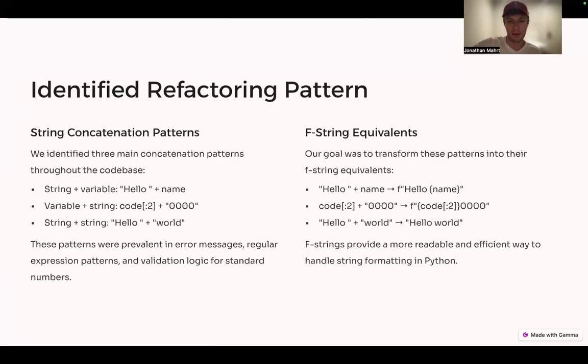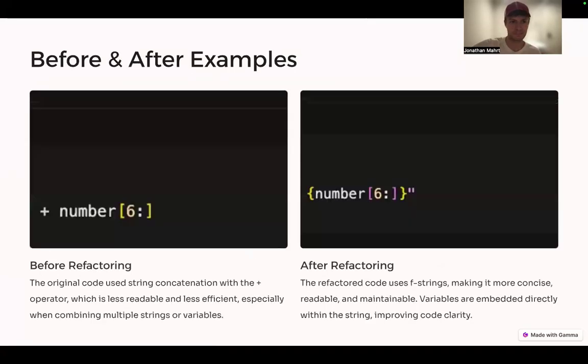As you can see, an f-string provides a more readable and efficient way to handle string formatting in Python. On this slide, you have examples of how I did it. Before refactoring, the original code used string concatenation with the plus operator, which is less readable and less efficient, especially when combining multiple strings or variables. After refactoring, the code used f-strings, which made it more concise, readable, and maintainable. Variables were embedded directly within the string, improving code clarity.